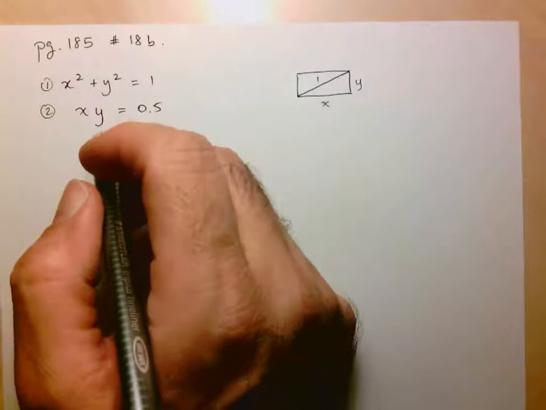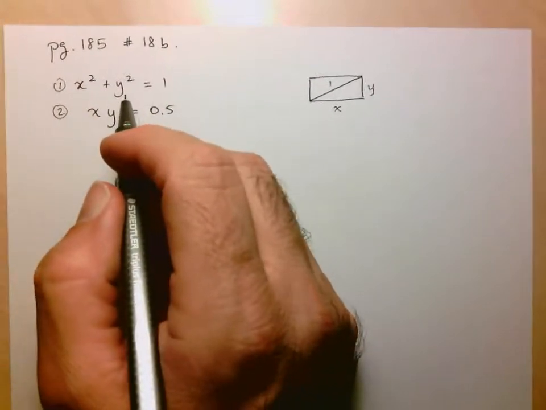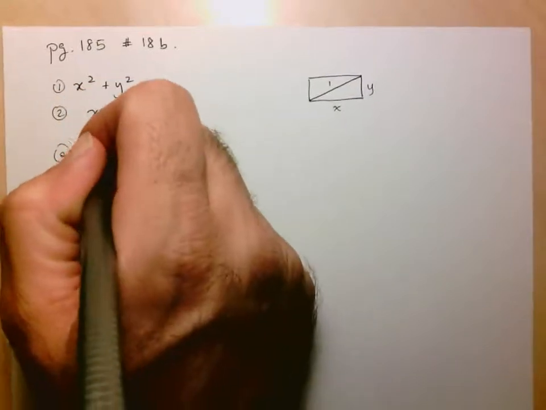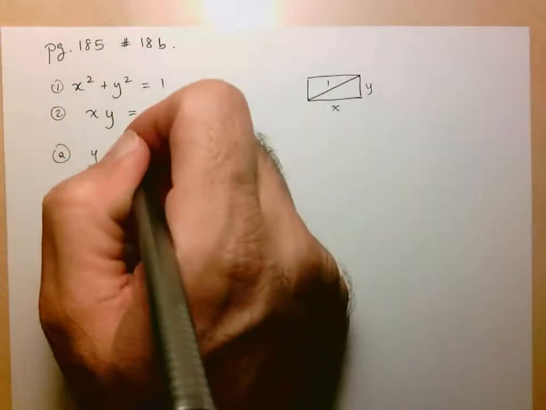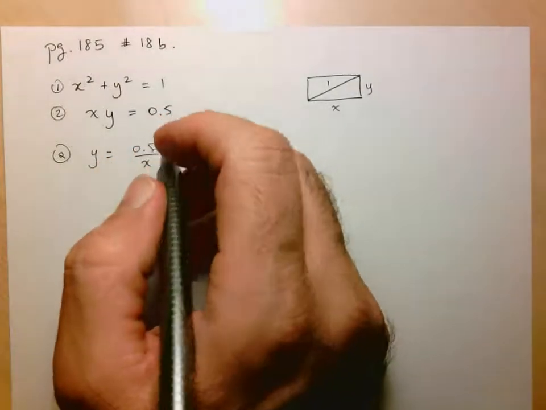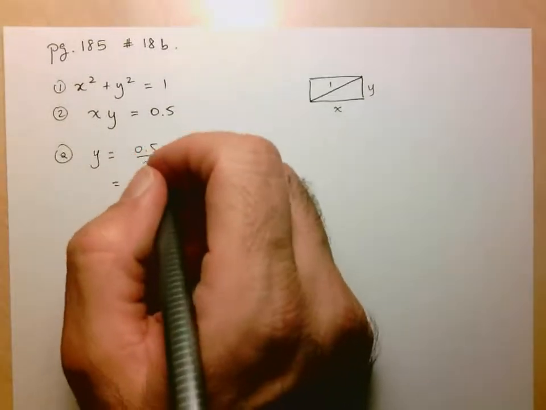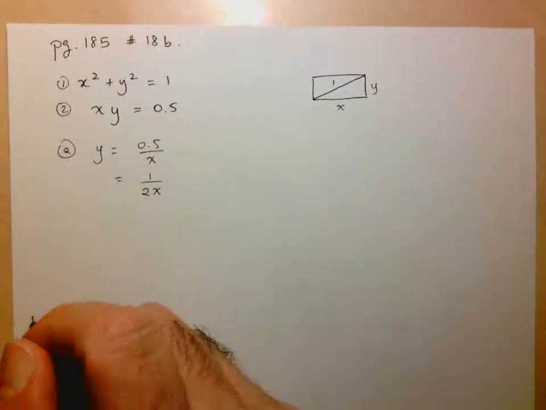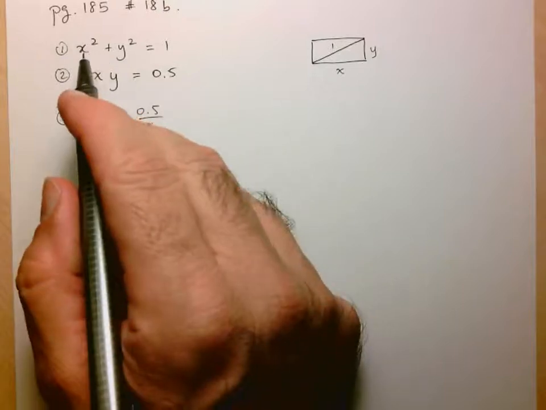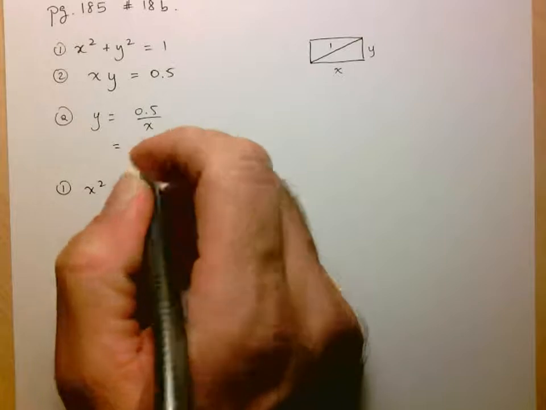I want to isolate one of the variables, and I definitely don't want to work with number one because it's going to involve taking square roots and get ugly fast. So I'm going to start with equation 2, and I'll isolate y. Here we have y is equal to 0.5 over x, and I can rewrite that as 1 over 2x, since 0.5 is 1 over 2. Now I'll do what I always do with substitution: wherever I see y in the first equation, I'm going to replace it by 1 over 2x.